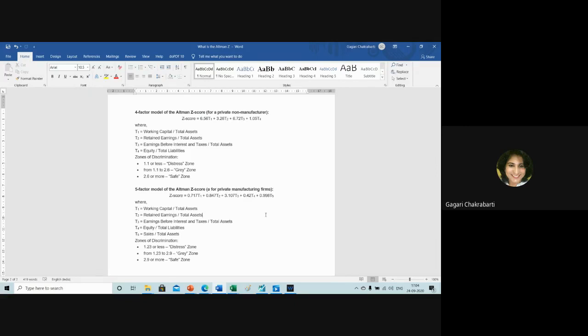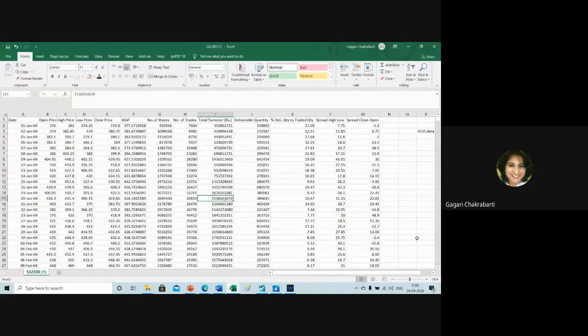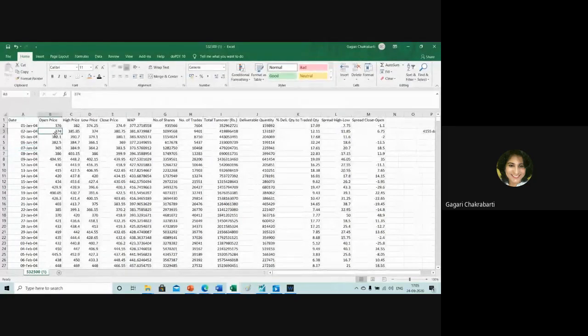Okay, so you can always calculate these probability of default. So along with all those financial ratios analysis, you can make your project more interesting by predicting the probability of default, right? Now, you can also, let's see where the price data is. Okay, so that is the price data for Maruti that I have taken from the bseindia.com site. So there are different prices, number of trades, total turnover, percentage delivery quantity to the traded quantity.